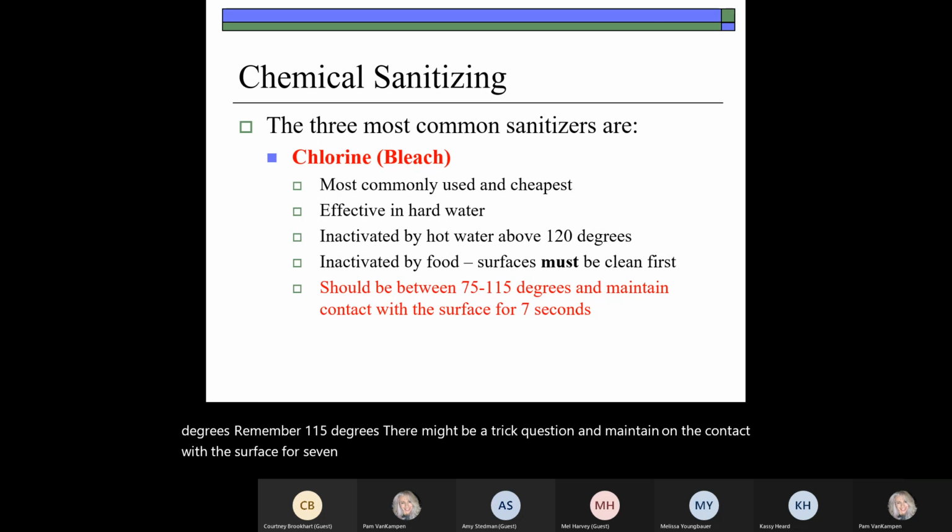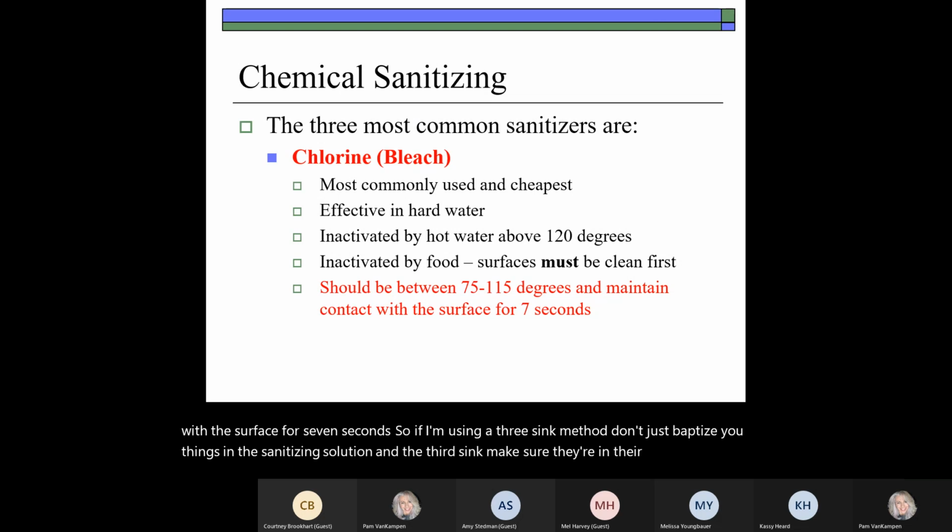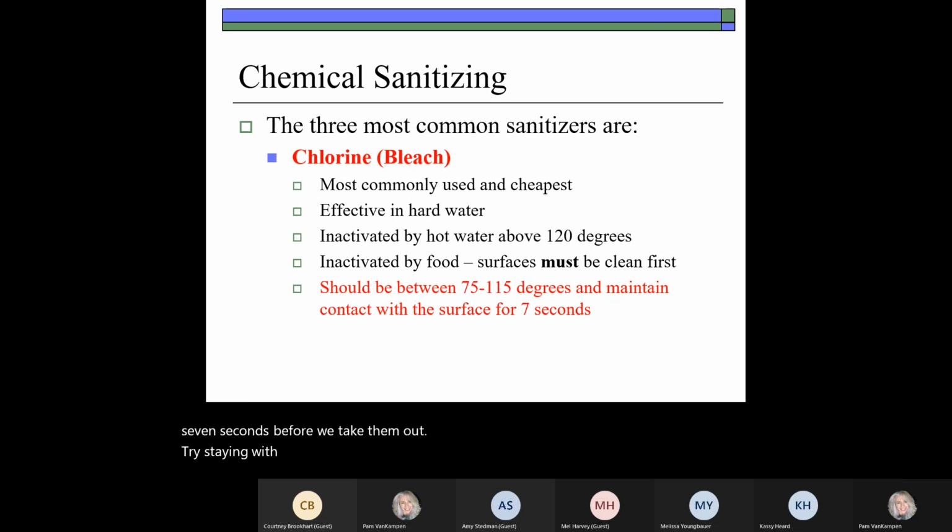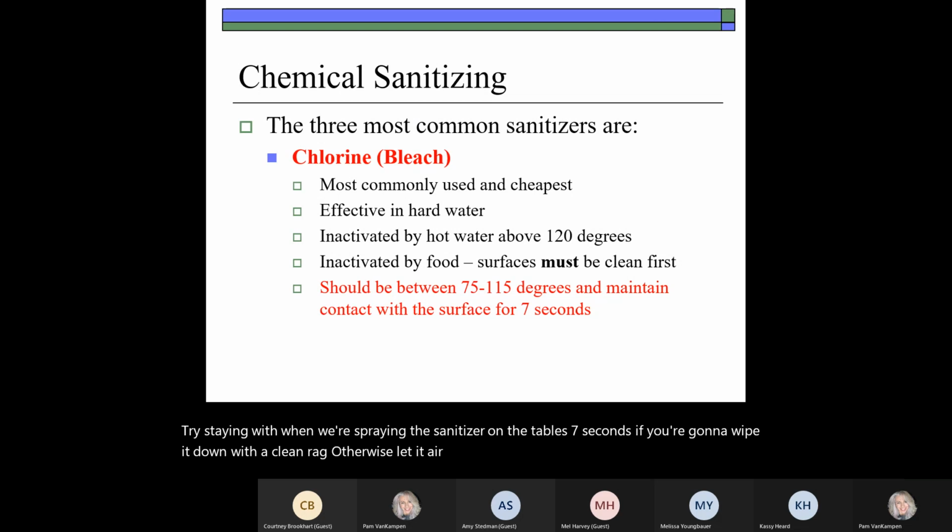So if I'm using a 3-sink method, don't just baptize your things in the sanitizing solution in the 3rd sink. Make sure they're submersed in there for 7 seconds before we take them out to air dry. Same when we're spraying the sanitizer on the tables: 7 seconds if you're going to wipe it down with a clean rag. Otherwise, let it air dry.